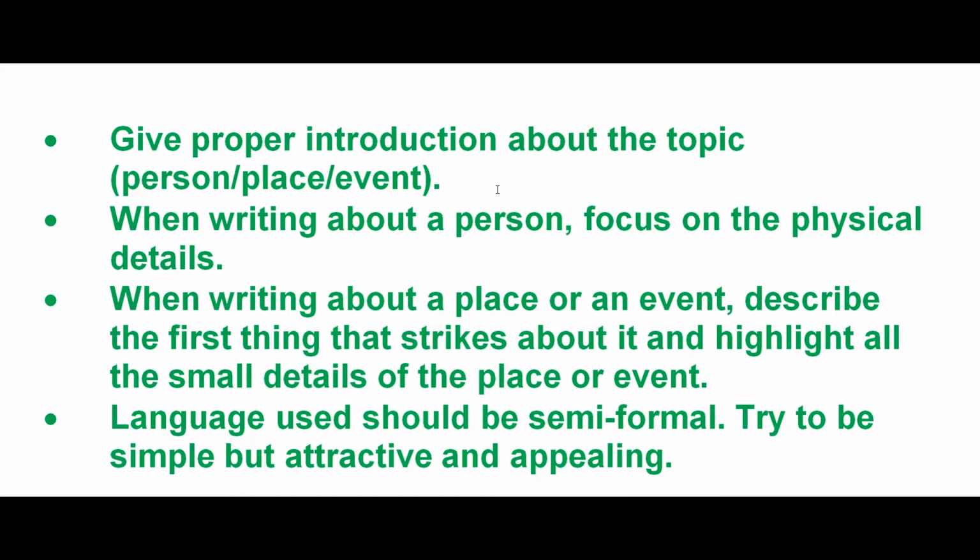When writing about a place or an event, describe the first thing that strikes you about it and highlight all the small details of the place or event. And if you are writing a descriptive paragraph about a place or an event, for example, your school's annual function happened, let us just take it for instance. So you have to write a descriptive paragraph, and the topic is the annual function of your school.